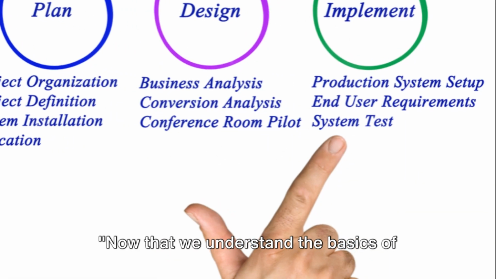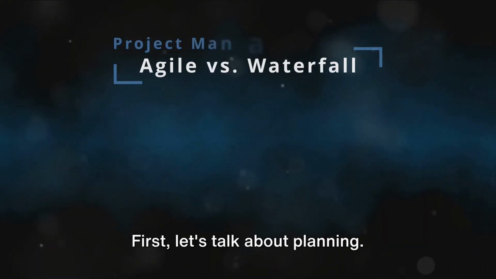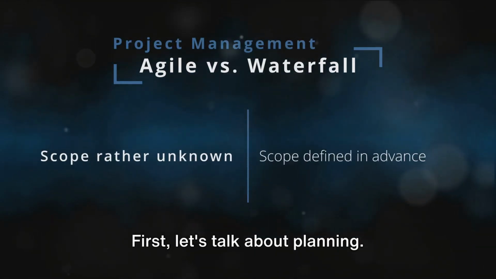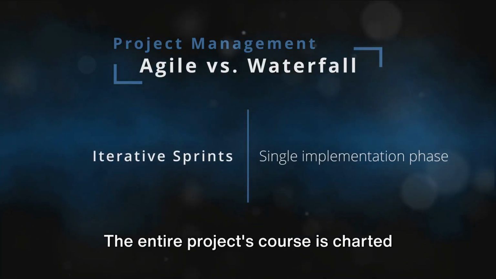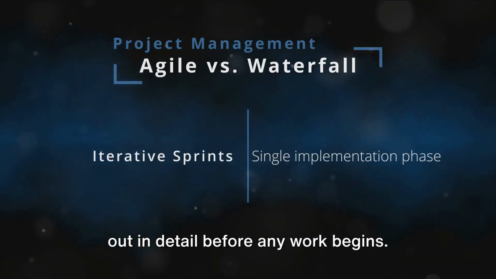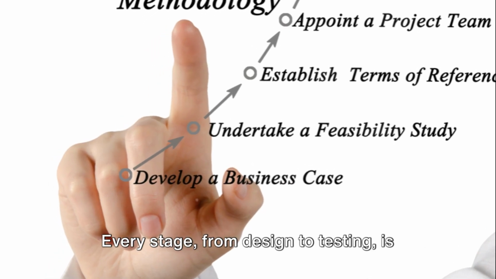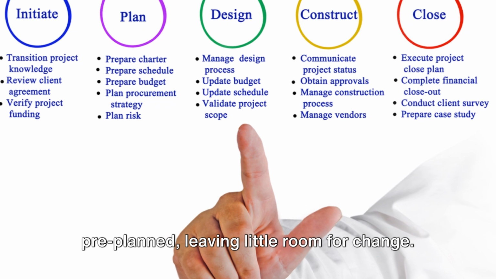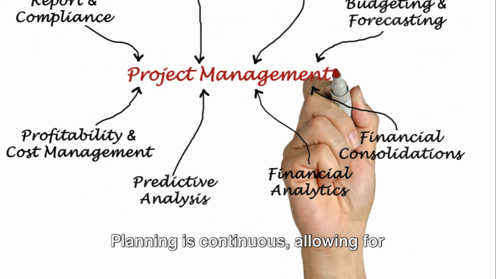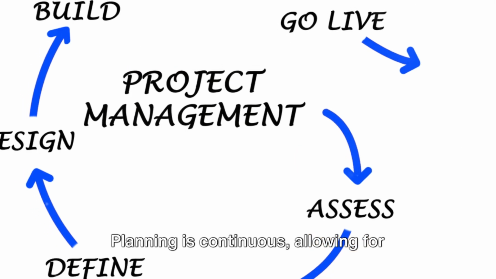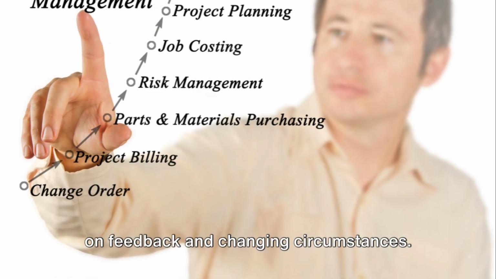Now that we understand the basics of Waterfall and Agile, it's time to compare them head-to-head. First, let's talk about planning. In the Waterfall methodology, planning is paramount. The entire project's course is charted out in detail before any work begins. Every stage from design to testing is pre-planned, leaving little room for change. Agile, on the other hand, values flexibility. Planning is continuous, allowing for adjustments as the project unfolds based on feedback and changing circumstances.